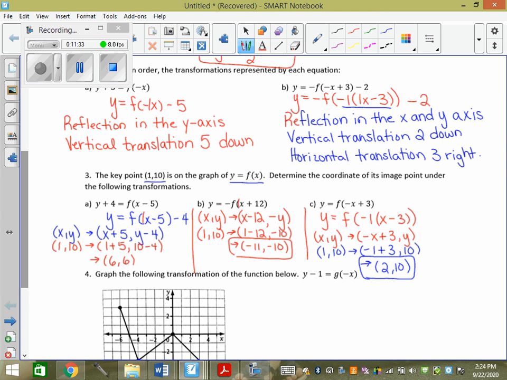So if we go (1, 10), you get (negative 1 plus 3, 10), which gets you (2, 10). And remember with your mapping, you need to have (x, y), arrow, new point, correct? If you just have the new point, you are not doing mapping, they will give you no marks. That's not mapping. Mapping is, my original point was (x, y), it becomes, with an arrow, the new coordinate. Okay? Has to be in that format.